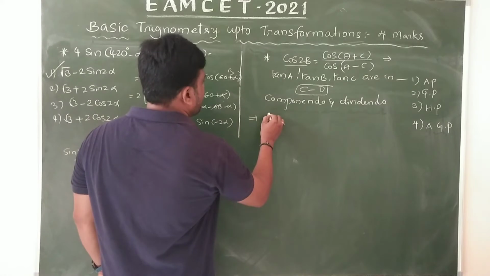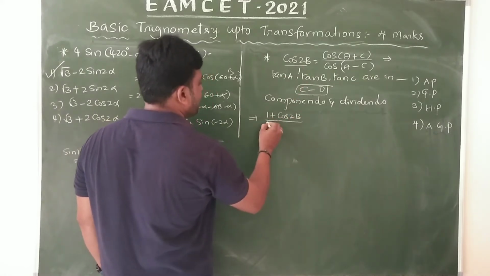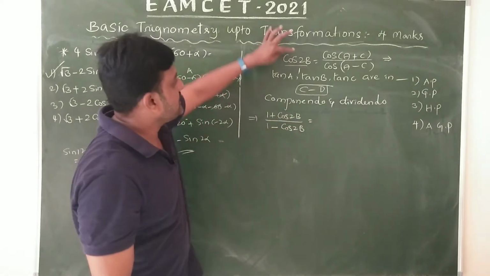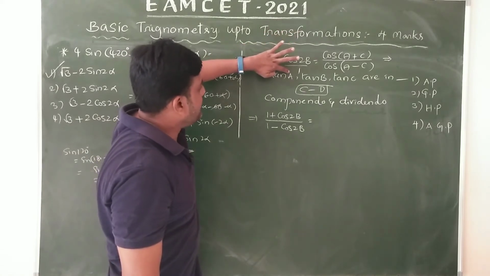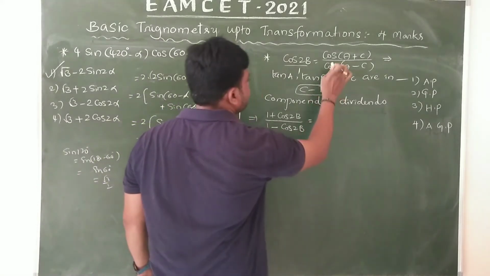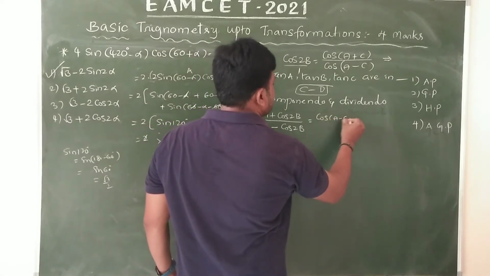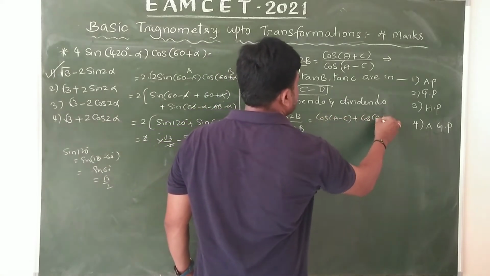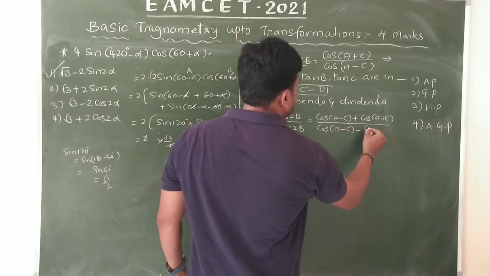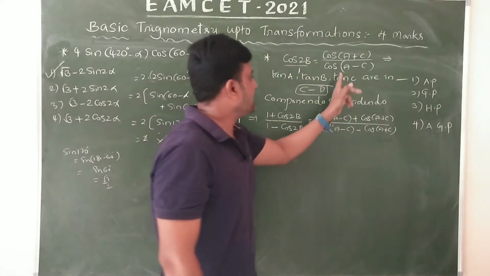Okay, then 1 plus cos 2B by 1 minus cos 2B equals, actually here we can apply it like this: denominator plus numerator by denominator minus numerator. Equals, now here also same like that, cos(A minus C) plus cos(A plus C) by cos(A minus C) minus cos(A plus C). Observe, denominator plus numerator by denominator minus numerator.